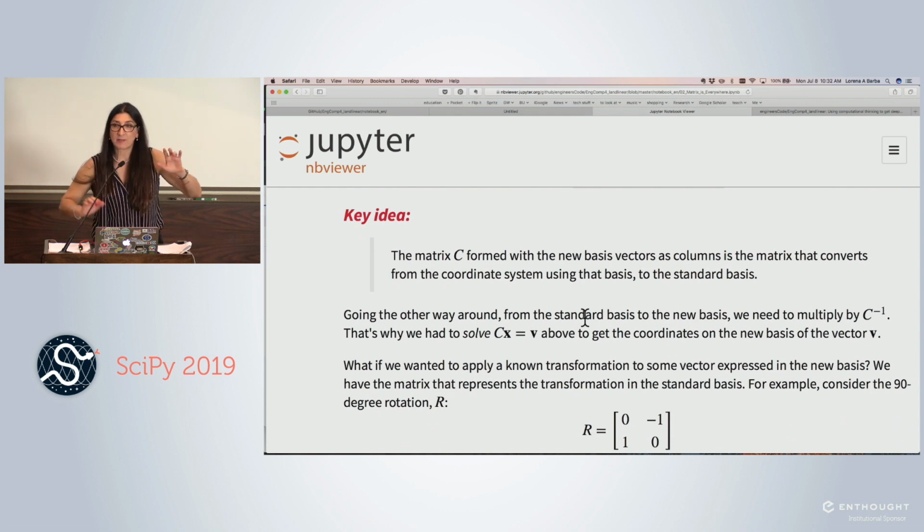Now, here is something that one needs to think about carefully. C multiplies the coordinates and converts the coordinates of the vector from the coordinate system using A and B to the standard basis. So going the other way around, from the standard basis to A and B, we have to multiply by C inverse. That is why we need to solve Cx equals v to get the coordinates on the new basis.